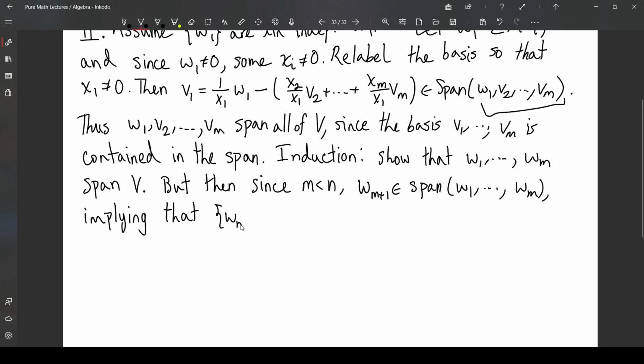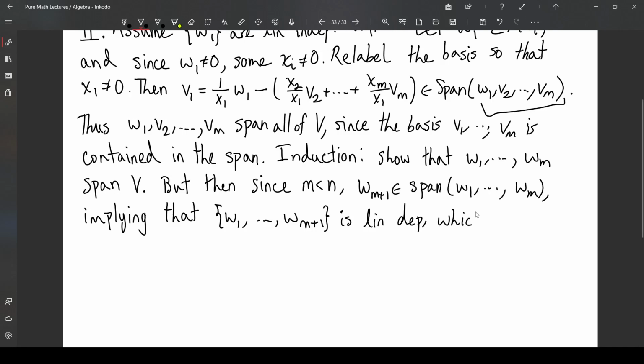and again, w sub m plus 1 is not 0, so I wrote this the wrong way. So implying that this set is linearly dependent, right? Because if w sub n plus 1 is in the span, then I can write w sub n plus 1 as a non-zero linear combination. And so if I just move w sub n plus 1 to the other side, that gives me a non-zero combination of w1 through wm plus 1, which is equal to 0. And so that means that they're linearly dependent.